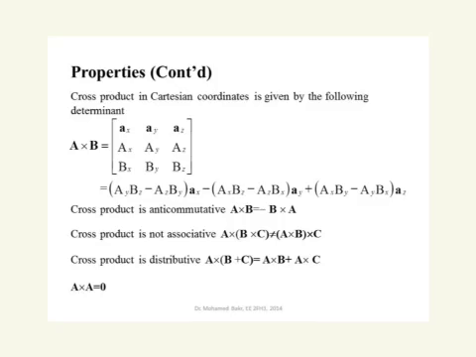The cross product is not associative. So A cross B cross C is not equal to A cross B cross C.